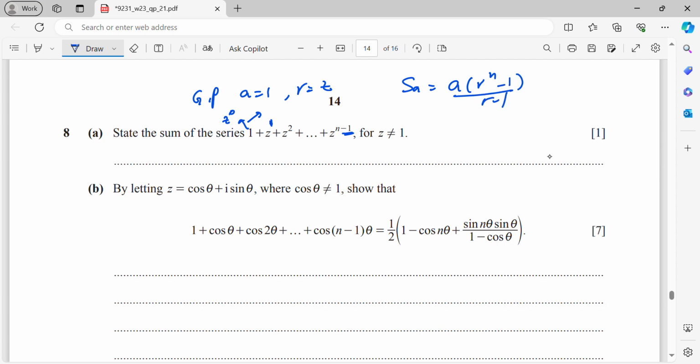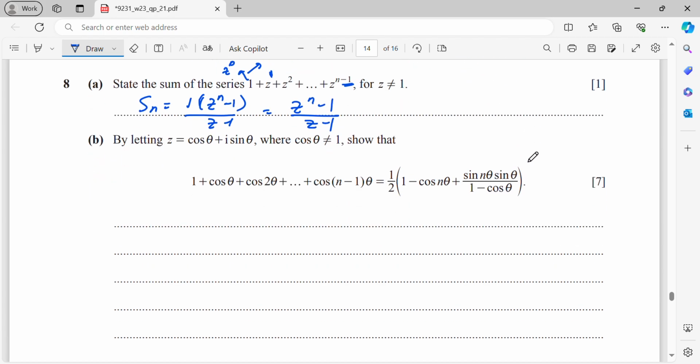Right, that means here I will get Sn equals to, my A is 1, R is Z, so Z degree n minus 1 over Z minus 1. That is Z degree n minus 1 over Z minus 1. So done for the first part. Now by letting Z equals to cos theta plus I sin theta, show this.